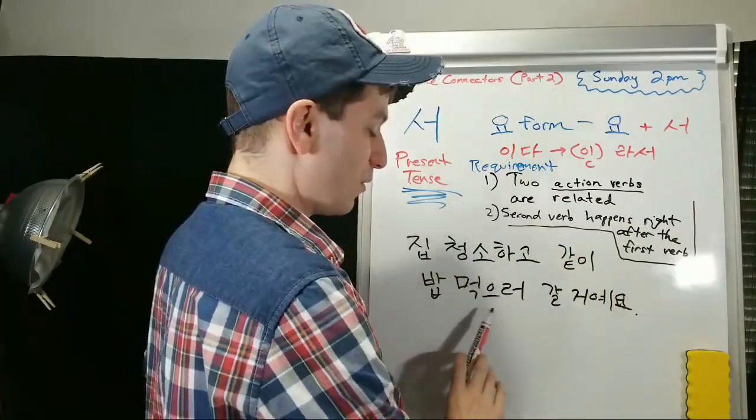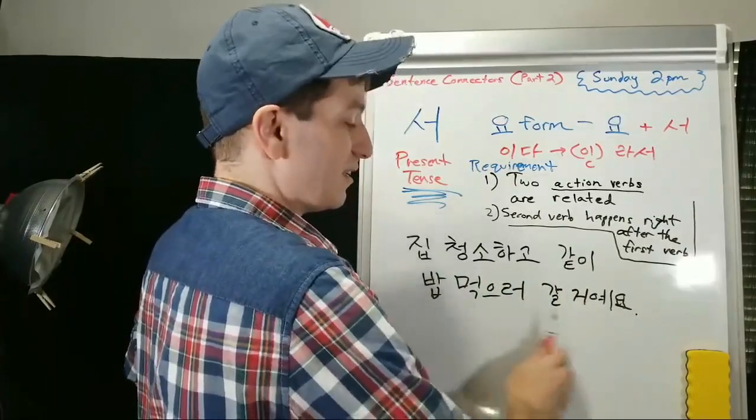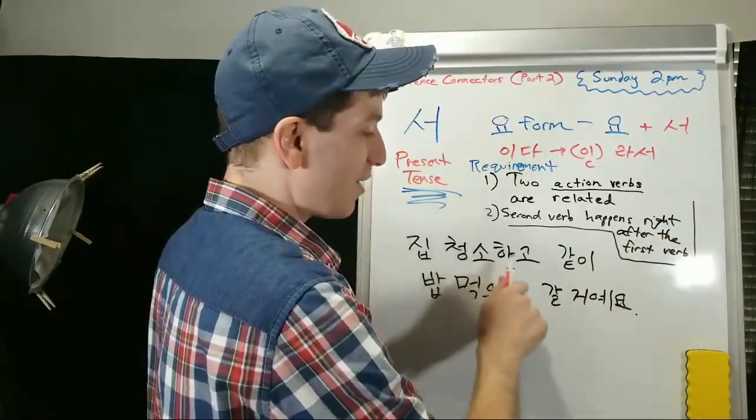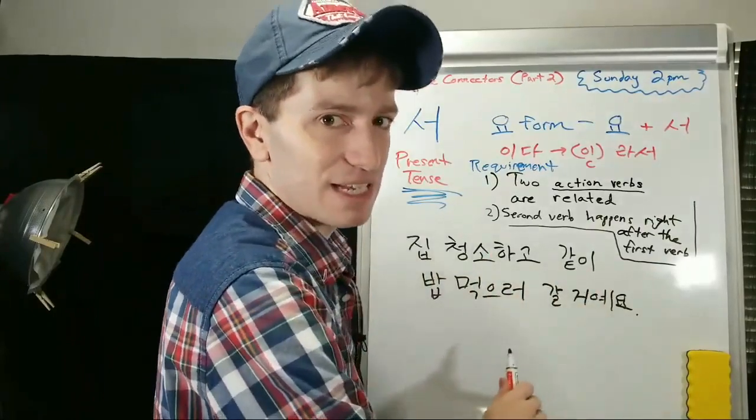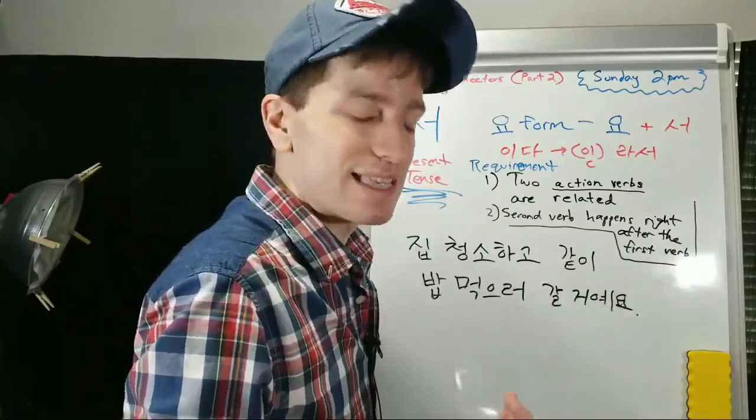Together, 밥 먹으러, to eat, 밥, which is just to eat a meal. So together, to eat a meal, we'll go. So I will clean the house and we will go together to eat a meal. Sounds okay, grammatically correct, but again, it's kind of a literal translation from English.